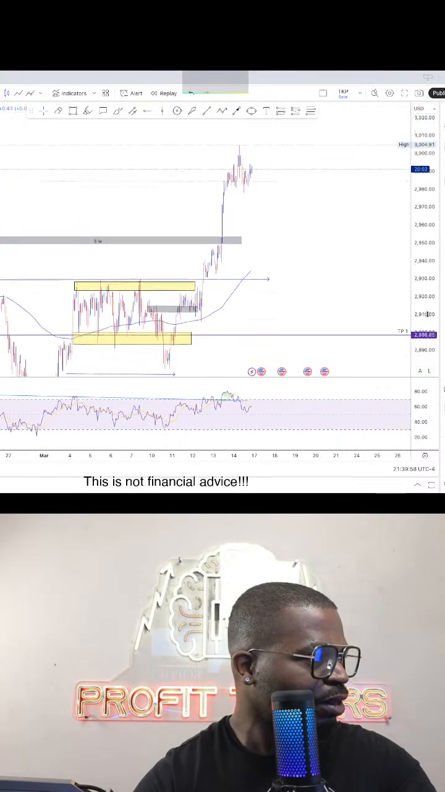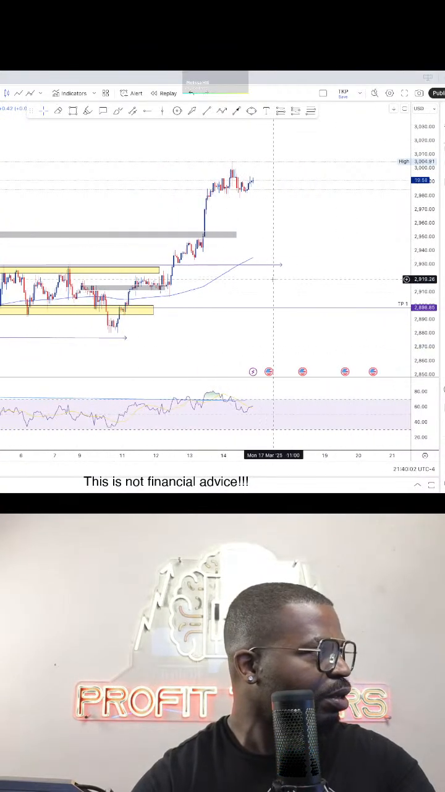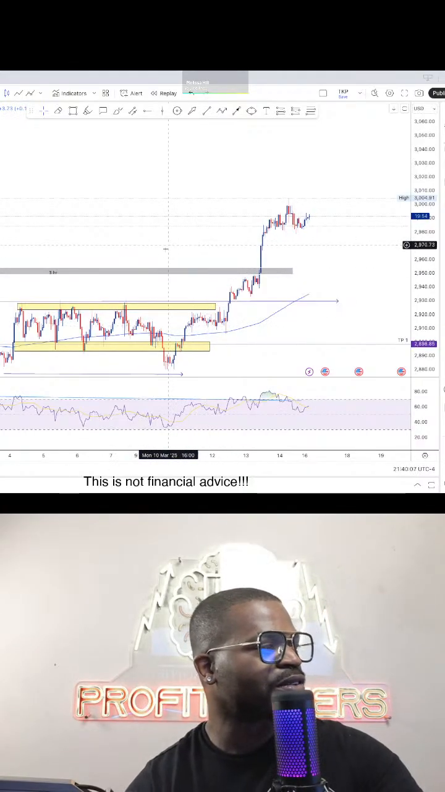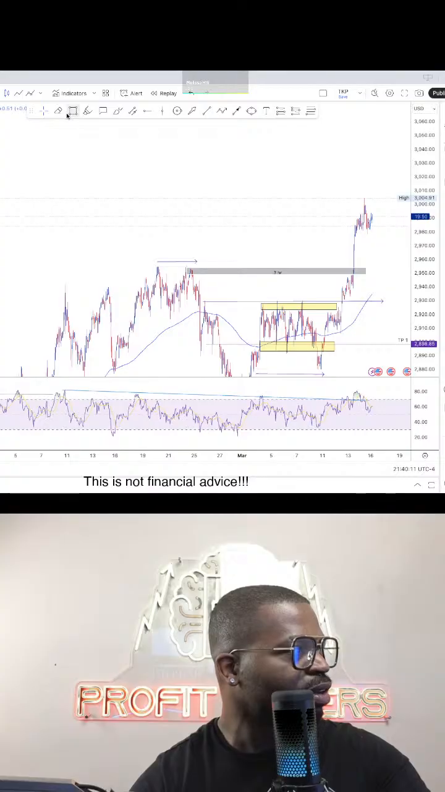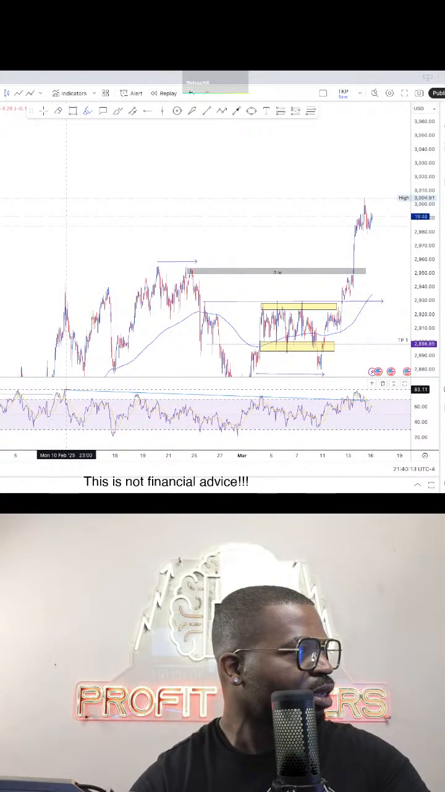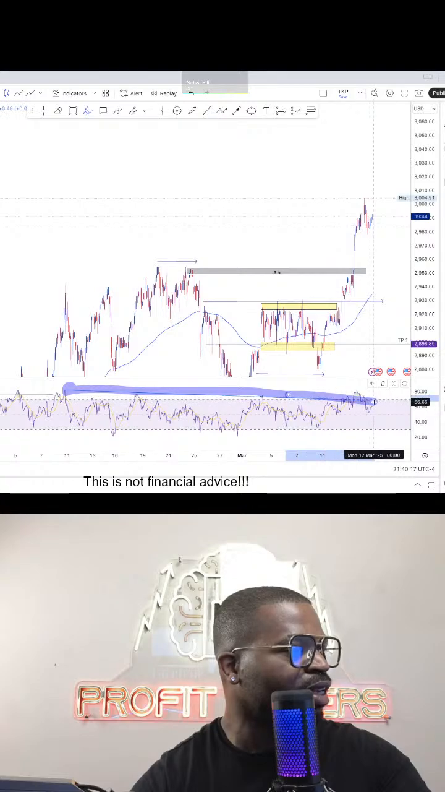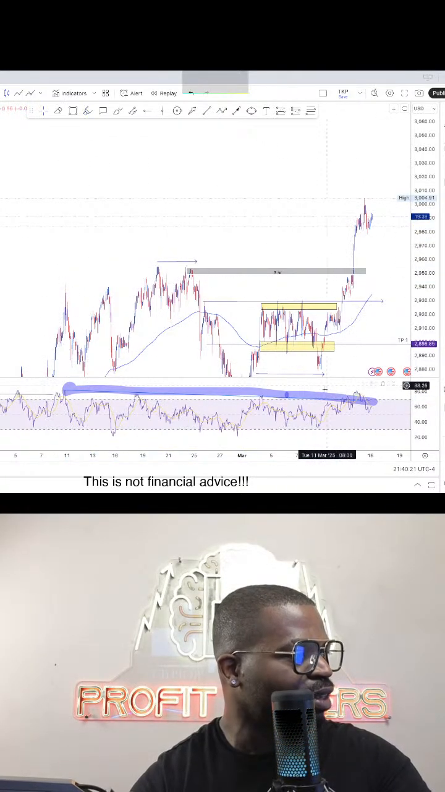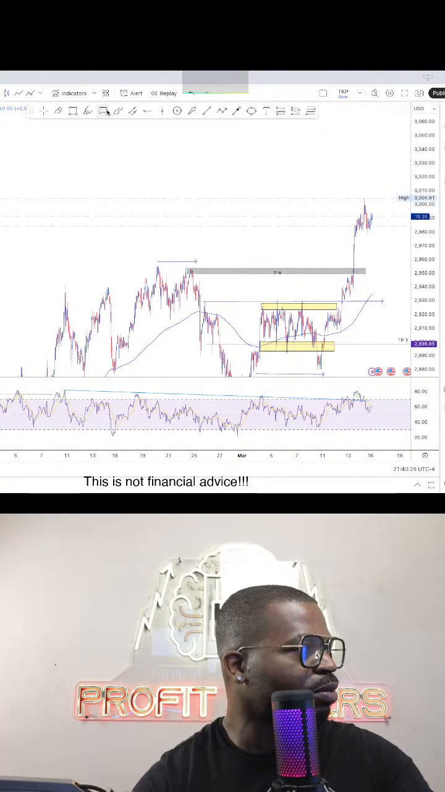I had a little disturbance. All right, cool. So right here we go. We were talking about divergence. Let me just say that again. Divergence is when you see your oscillator or the RSI creating a different trend than price is creating. So right now what we see is this RSI moving down while price is going up. So we're going to be patient.